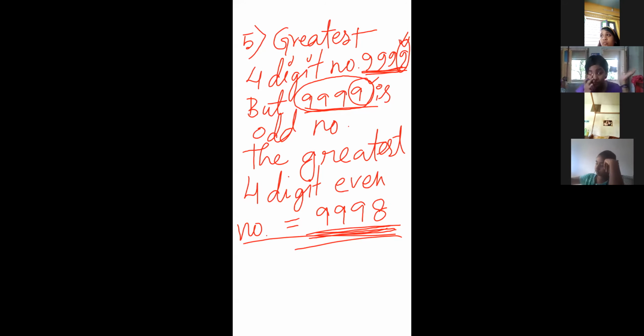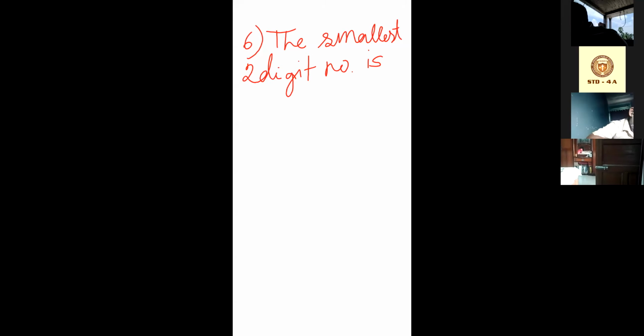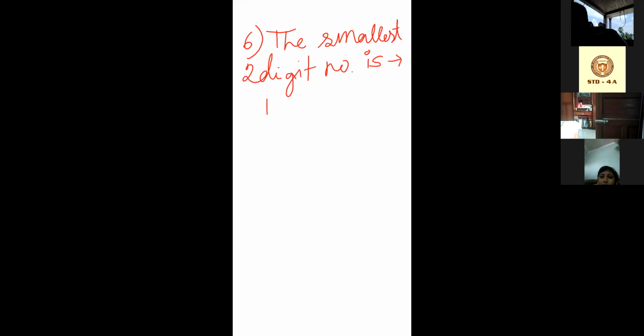Write first. Sixth one is also given. What is the smallest two-digit odd number? Smallest two-digit odd number. Sixth one. First, write the smallest two-digit number. The smallest two-digit number is 10. That is 10. Yes, ma'am.